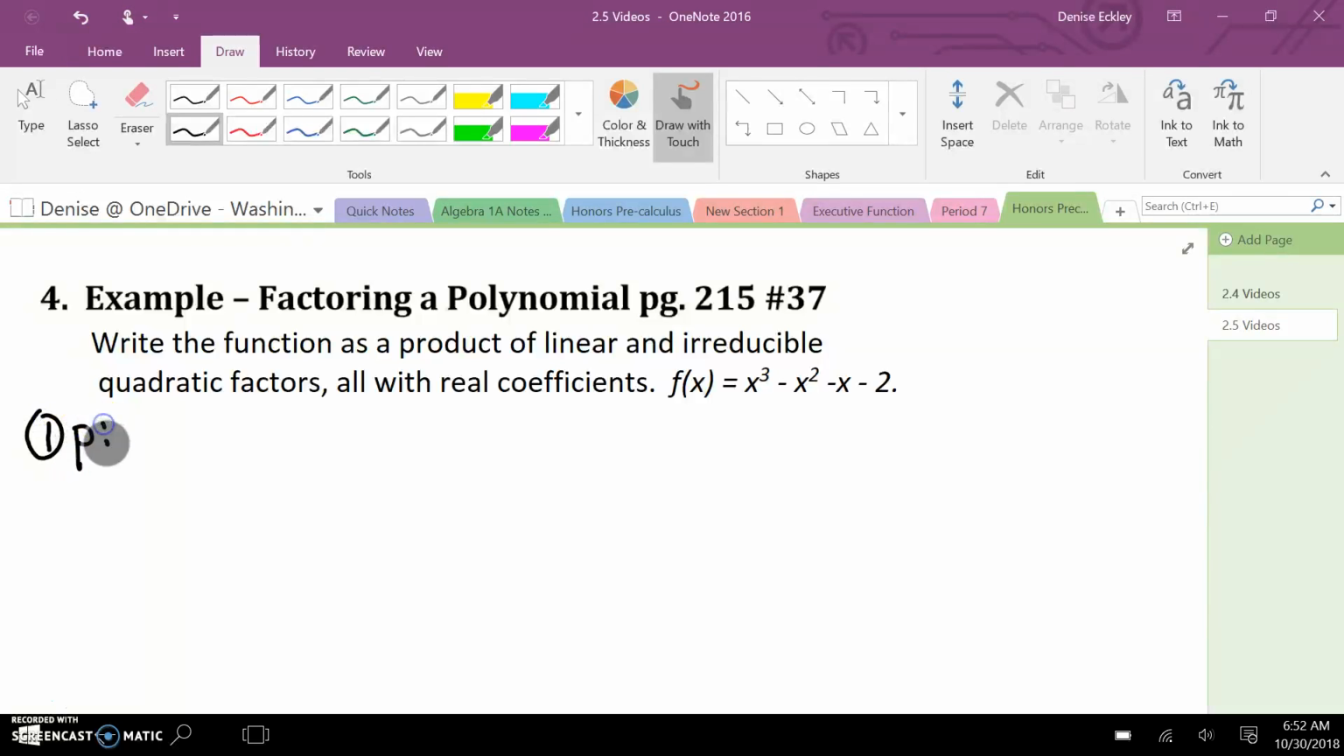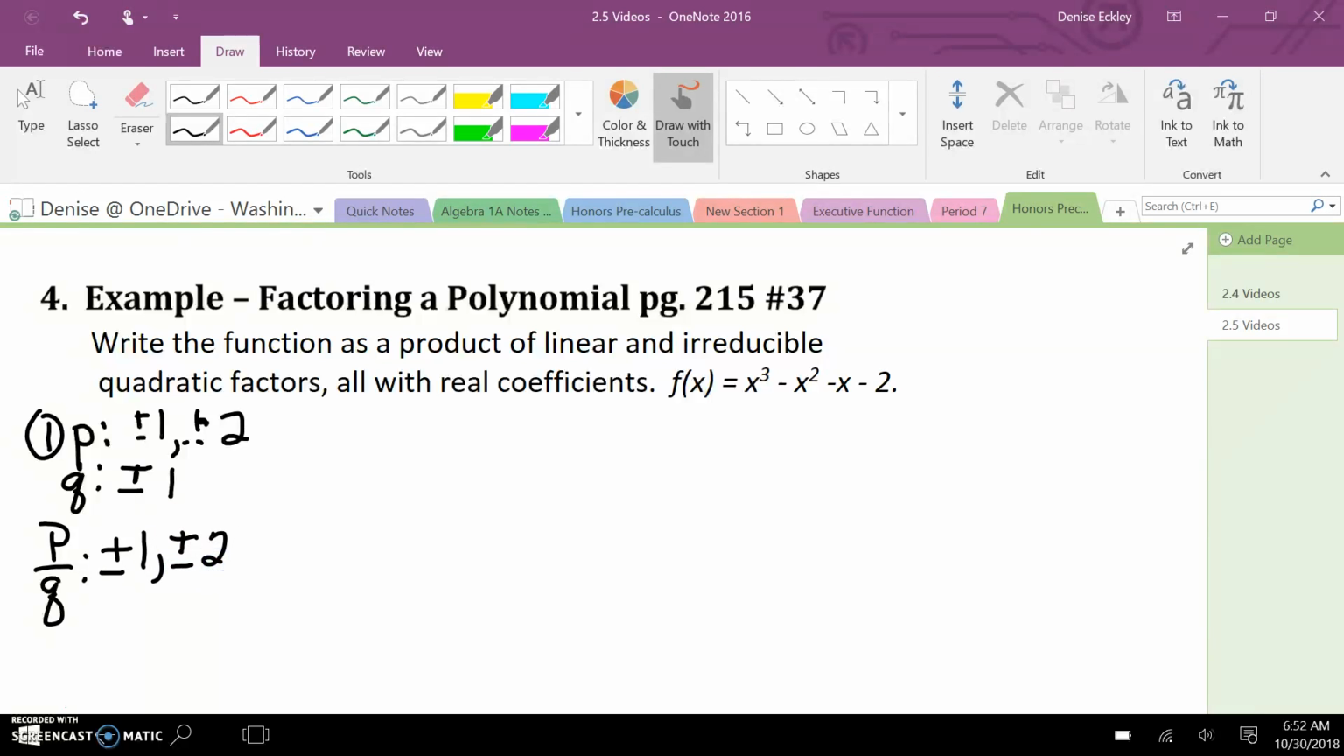So our p factors are going to come from the 2, which is the constant, so plus or minus 1, plus or minus 2. Then our q's come from the leading coefficient, and we have just plus or minus 1. So our p over q is going to be just our p factors, plus or minus 1, plus or minus 2.